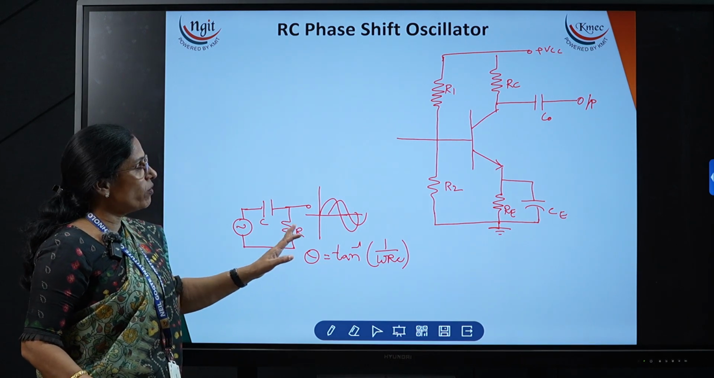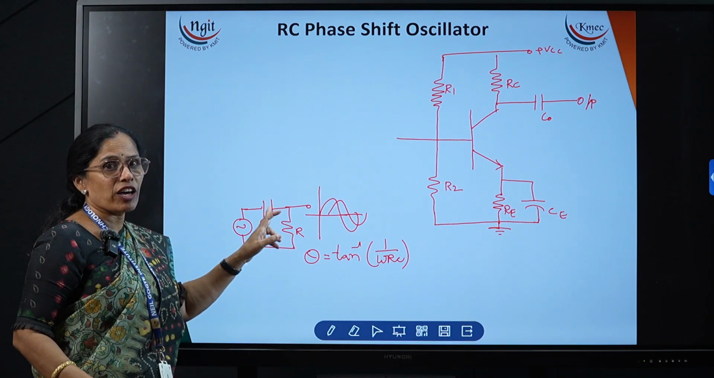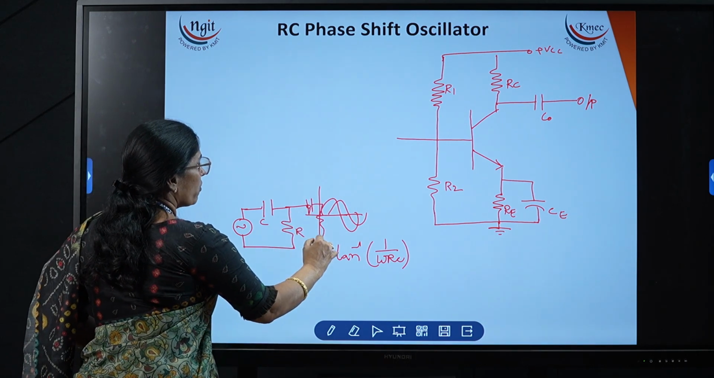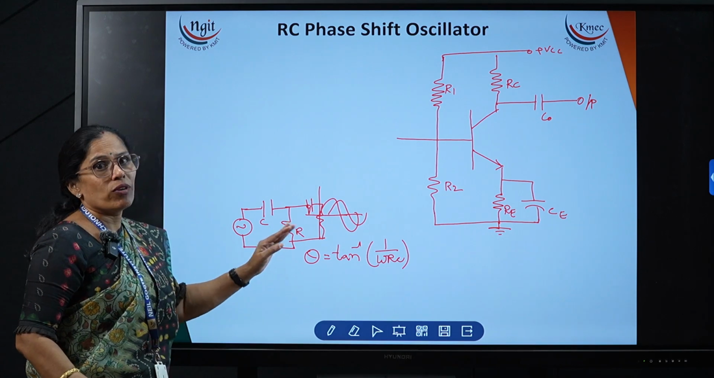Now if we want 180 degrees, what do we do? Such RC values we have to take 2. If we connect one more RC network, then it will produce the 180 degrees.